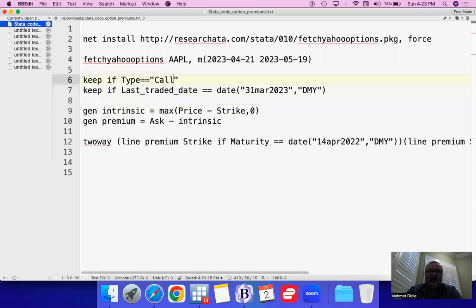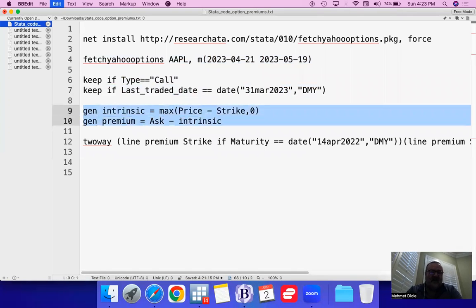Now notice if you use a put option right here, you need to change this to strike minus the price. But since we're using the call option, we are using price minus the strike. And then the premium will be the ask price minus the intrinsic value. Now, obviously, you could use the last price or the bid price. It's just in my experience, for lecture purposes, using the ask goes a little bit less problematic.